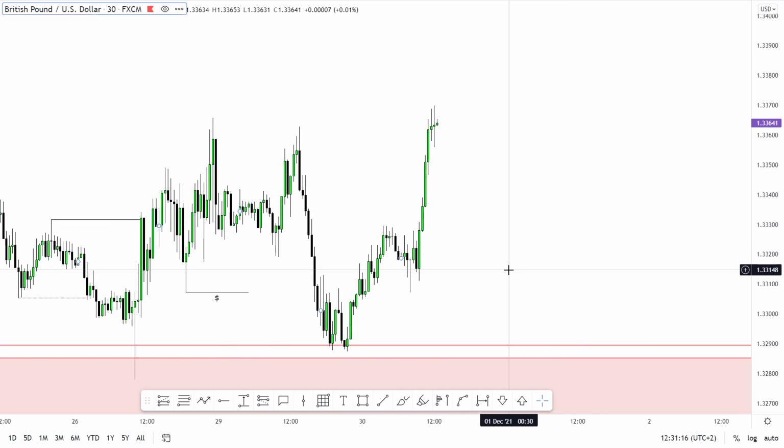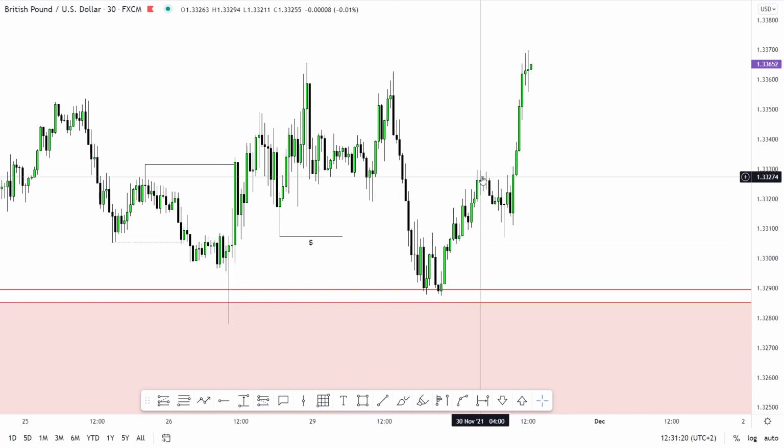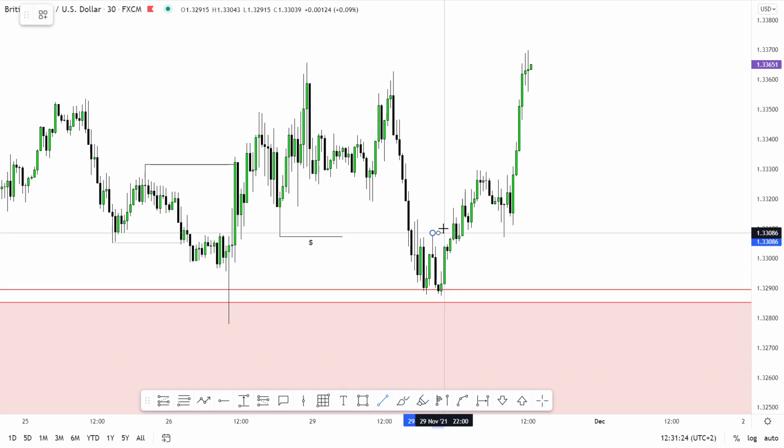So the one that I took was after we got this move, right? Because after we got this move, what I saw was that fine, we broke the structure here, we traded higher, we then tried to mitigate this candle, but we could have possibly mitigated that 50% of the imbalance right here.